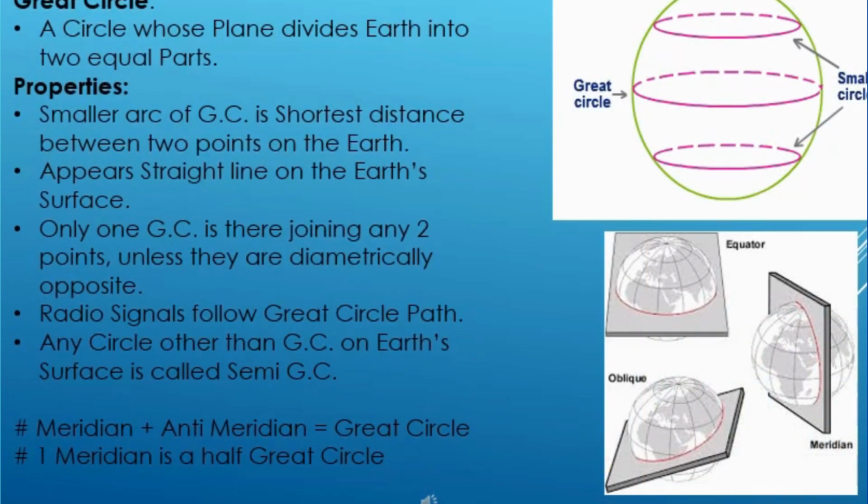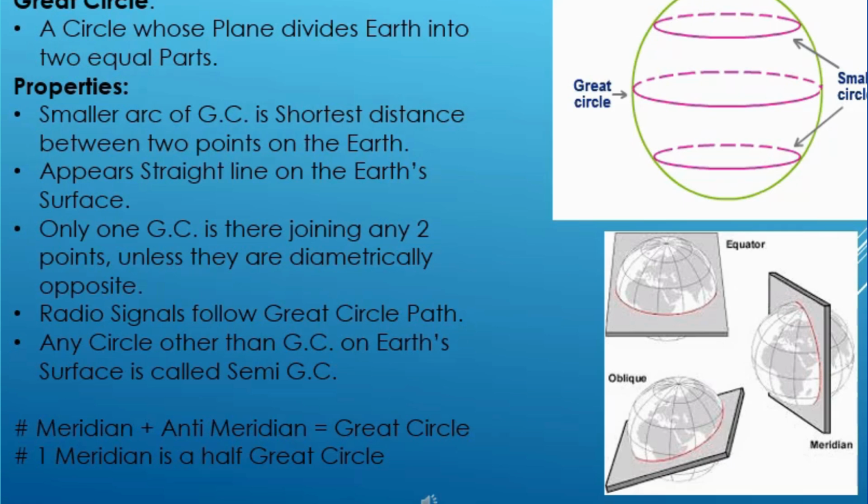So let's see what a great circle is. A great circle is any circle whose plane divides the earth into two equal parts. And there are different properties of this great circle. The first is that the smaller arc of the great circle is the shortest distance between two points on the earth, and we often use it in aviation to go from one place to another. And the second property is that it appears as a straight line on the earth surface.